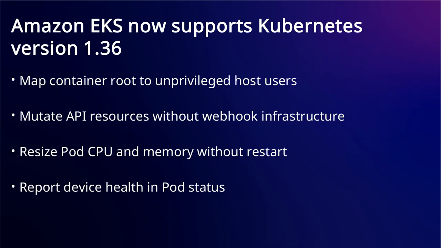solve these challenges. You can map container root to unprivileged host users through user namespaces in general availability, ensuring that container breakouts grant no node-level privileges. You can mutate API resources without webhook infrastructure using mutating admission policies with CEL-based expressions directly in the API server.